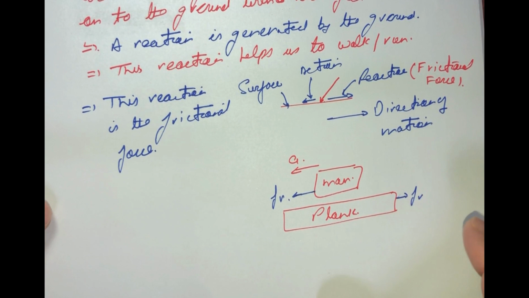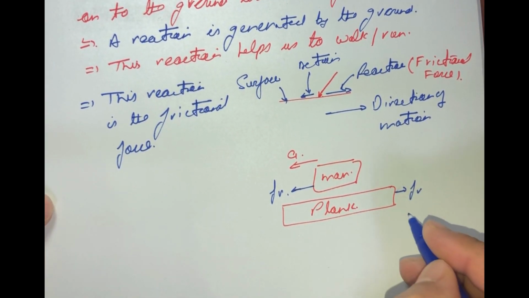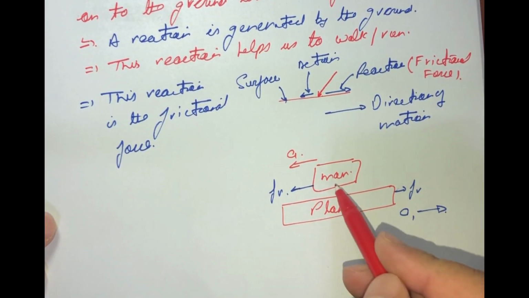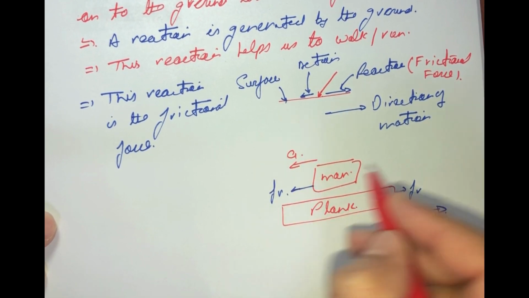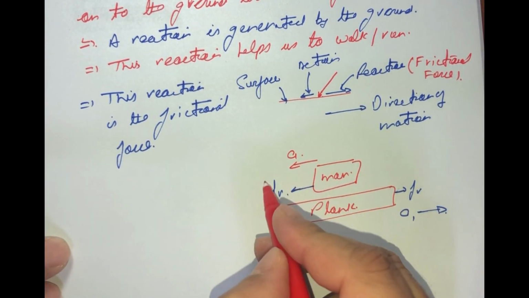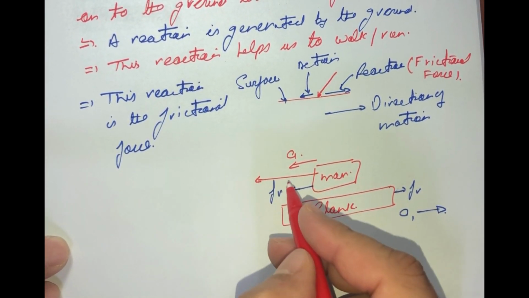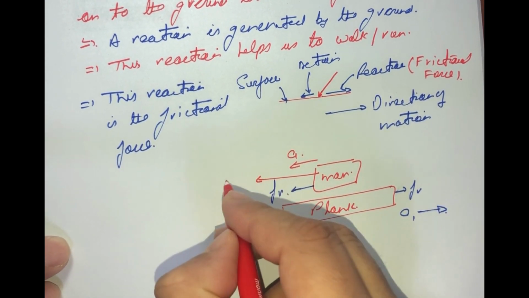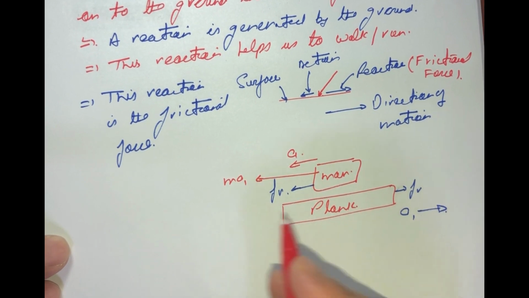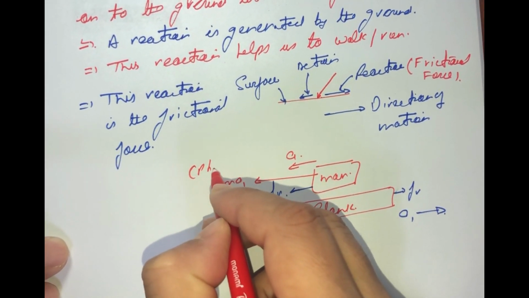And we assume that the acceleration of the plank is A1 in this direction. So as a is the acceleration of the man with respect to the plank, there will be a pseudo force acting on the man. So this will be a pseudo force, and its value will be equal to m a1, where A1 is the acceleration of the plank, and m is the mass of the plank.